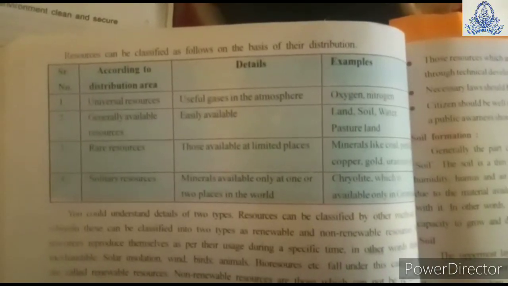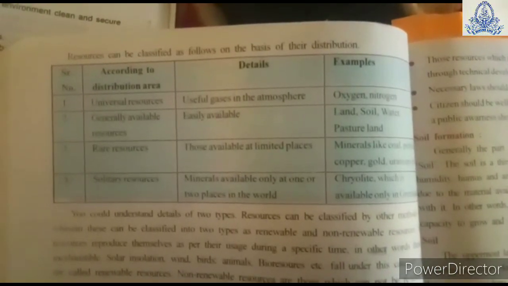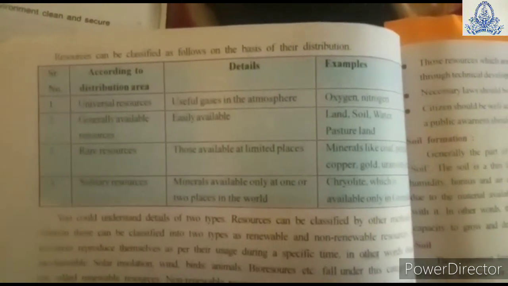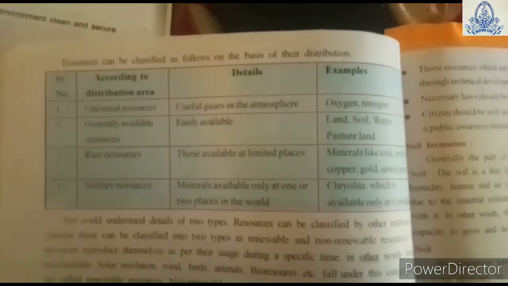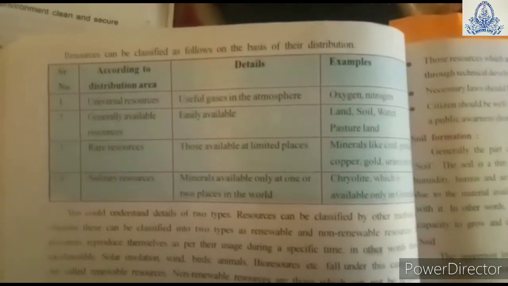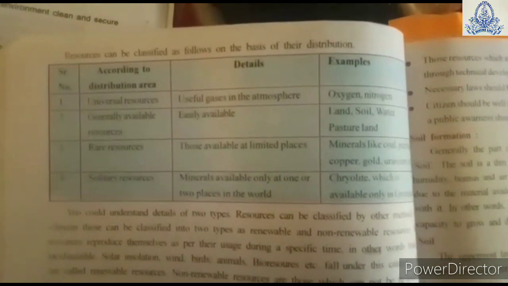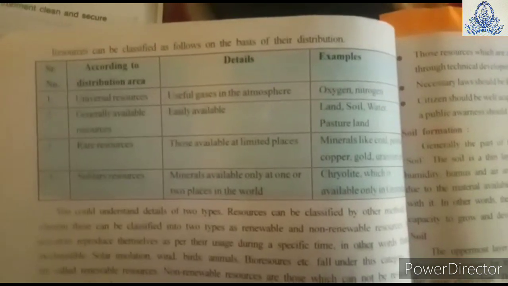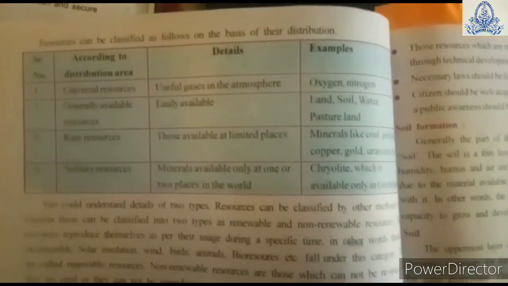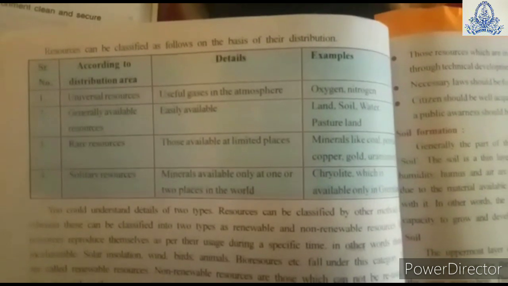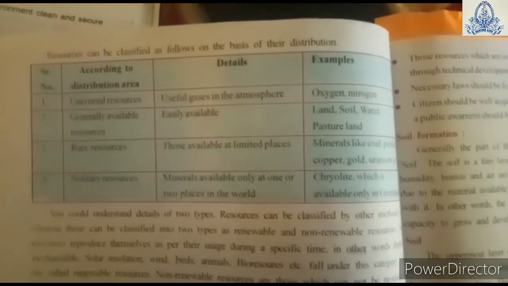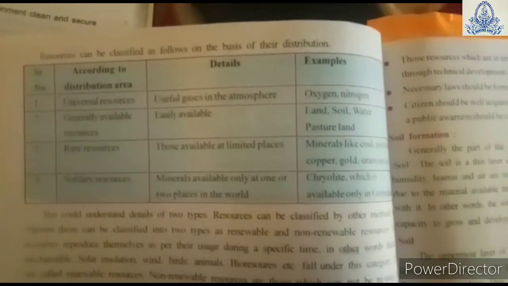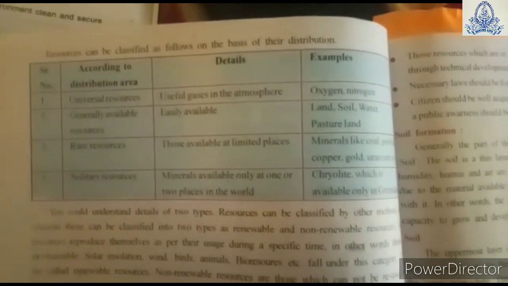Now resources classified on the distribution area. First is the universal resources. That means gases in the atmosphere, oxygen, nitrogen, whatever gases are there in the atmosphere, that is universal. Generally available resources, easily available resources, that is land, soil, water, pasture land. Now rare resources. Rare resources are those resources which are available in a limited space. That means minerals, coal, petroleum, copper, gold, something like that.